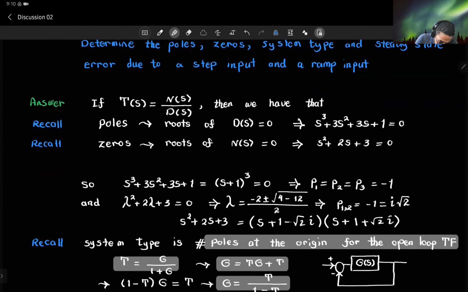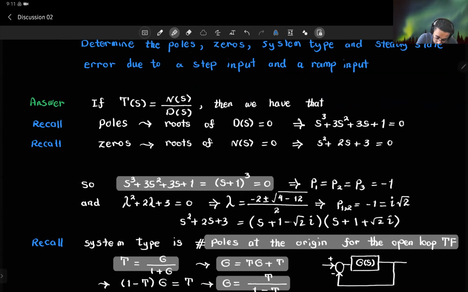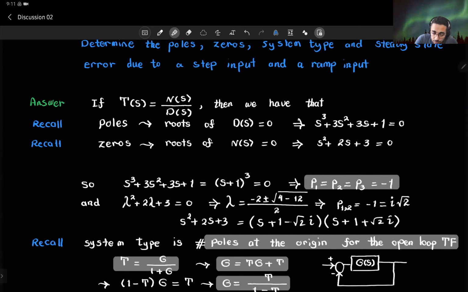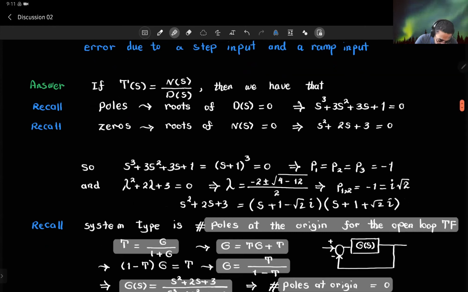So going back to solving the problem, we have s cubed plus 3s squared plus 3s plus 1 in the denominator. This is just (s plus 1) cubed, right? So we equate that equal to 0. We get that the closed loop system has 3 poles at -1. So it has a repeated pole at -1.